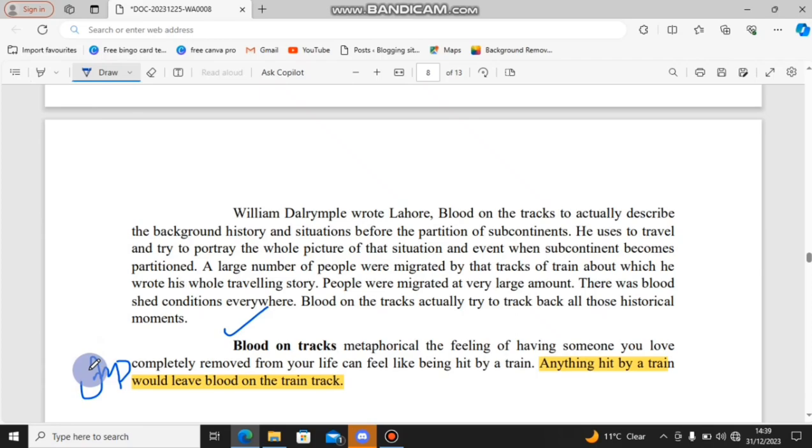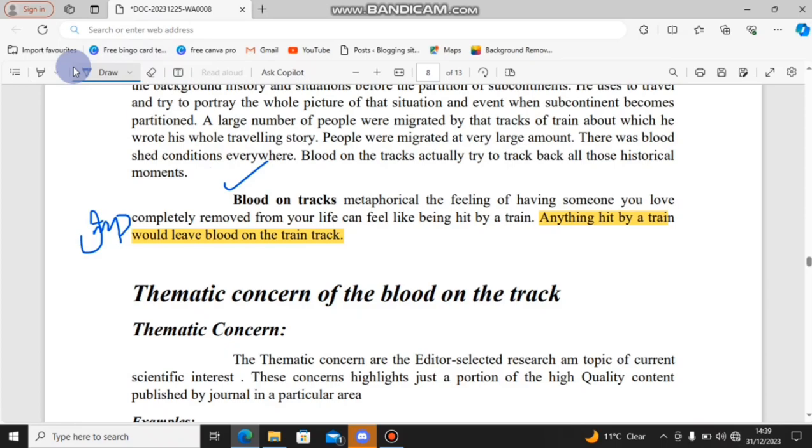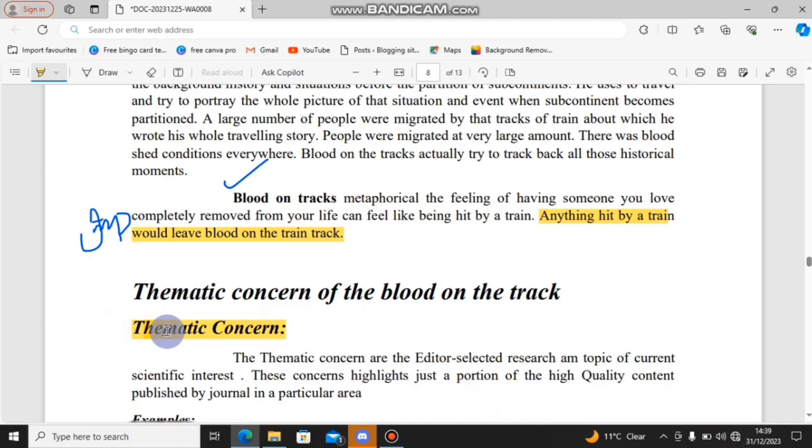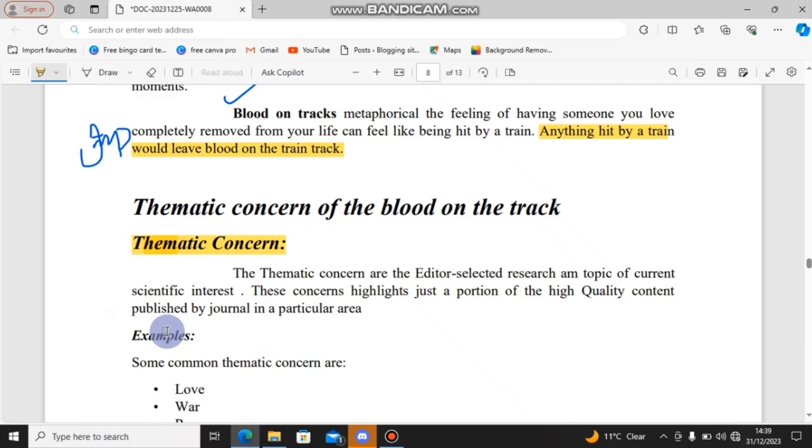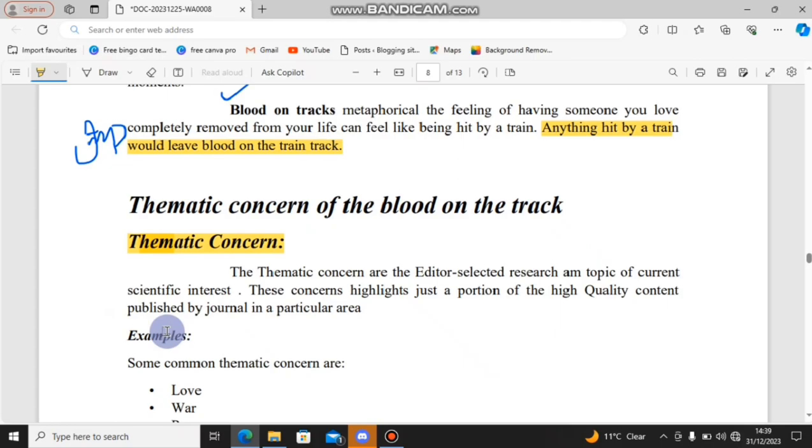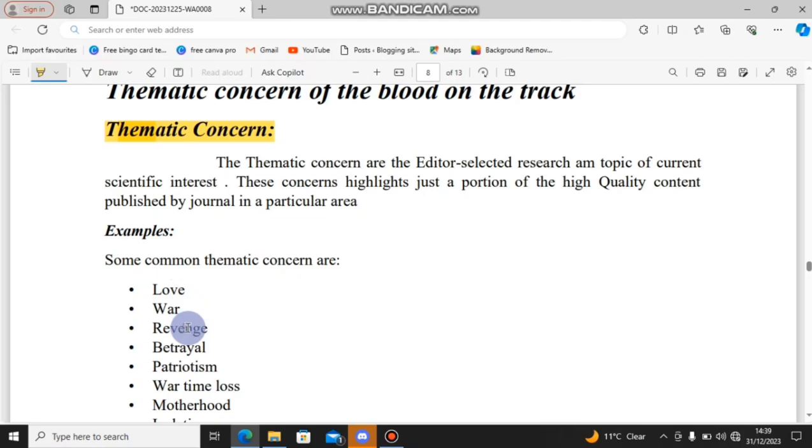Next point is the thematic concern of Blood on the Tracks, that is, what are the themes of this article. So in this article, Blood on the Tracks, the following are the themes: love, war, revenge, betrayal, patriotism, wartime loss, motherhood, and isolation. So let's get started with our themes.